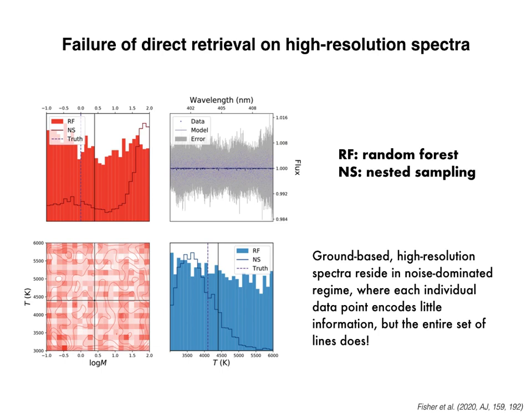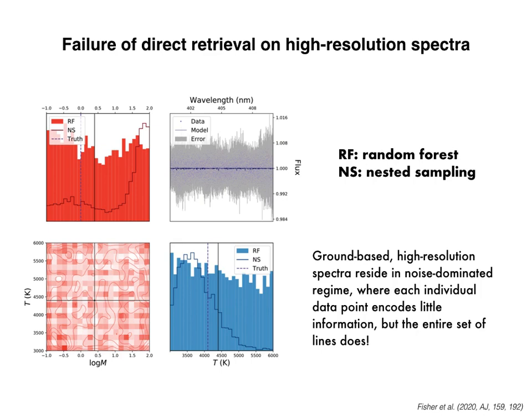So if one runs a traditional retrieval method on this noisy data set, what one is really doing is trying to extract information on a point-by-point basis. And not surprisingly, when one does that, one ends up with basically no answer, just the prior distribution of the parameters. So on the top left plot, you can see the posterior distribution of the metallicity. If one uses a random forest, one ends up with basically an answer that spans the whole range of the prior. And when one uses nested sampling, one ends up with the wrong answer. And the real answer is the vertical dashed line.